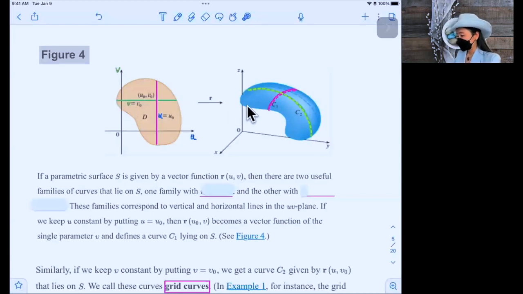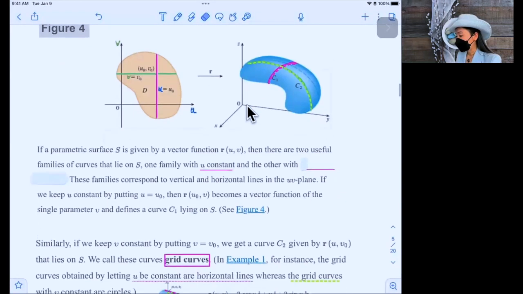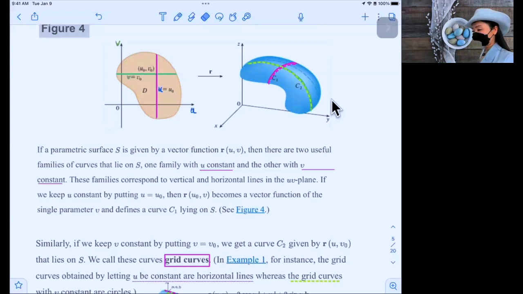So for the first family, we're going to hold u constant. And then for the other one, we're going to look at the family of curves that has v constant. If u is constant, on the uv plane, we're going to get this vertical line segment here in this region D, right?